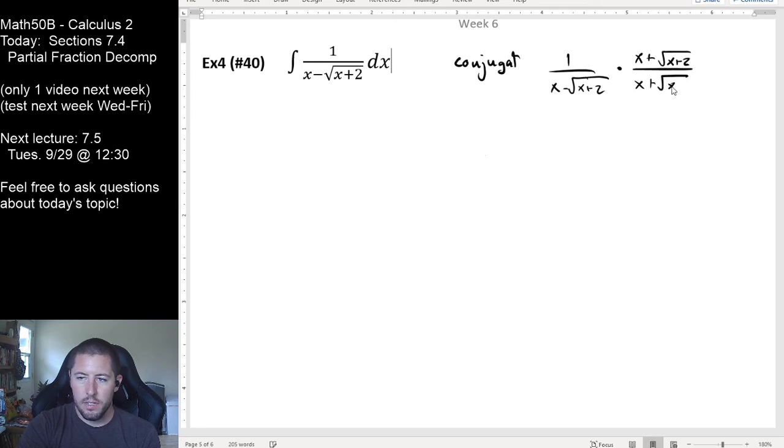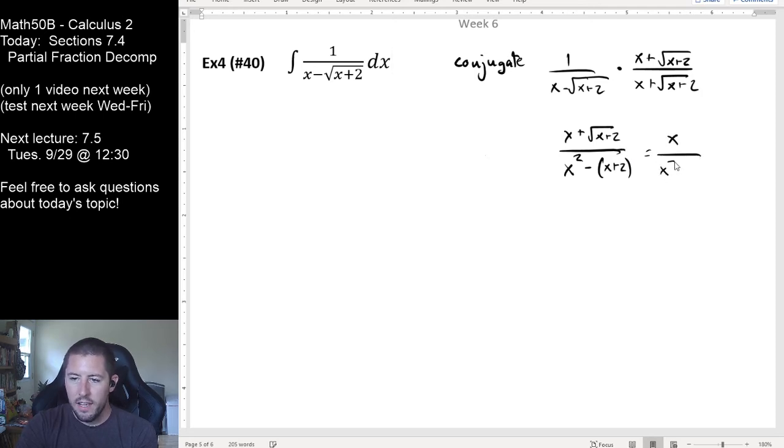x plus root x plus 2. If I do this, then I am going to get x plus root x plus 2 on top, which is kind of bad. But on the denominator, I should be getting x squared minus x plus 2. And so I guess I could rewrite this like this guy. Technically, I don't know if I've helped myself too much right here. The thing that I'm seeing is it looks like this is not a factorable denominator down here directly, which is a bummer.